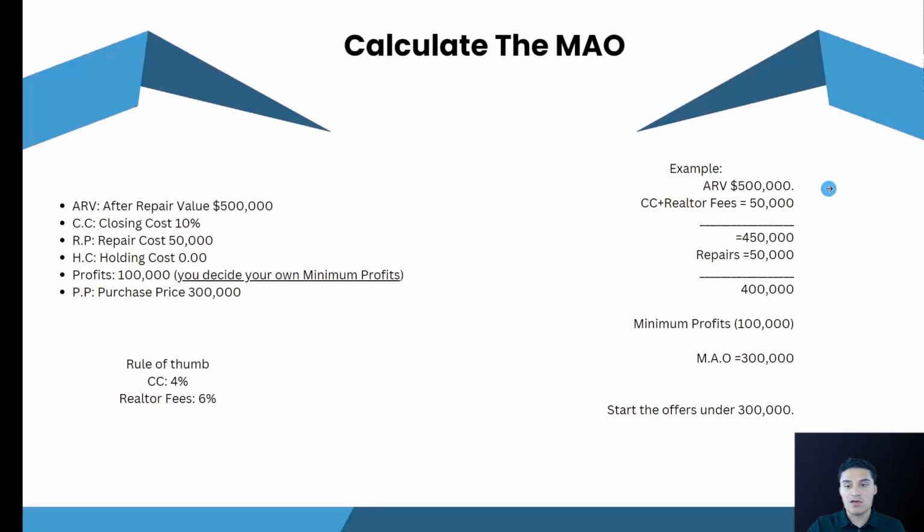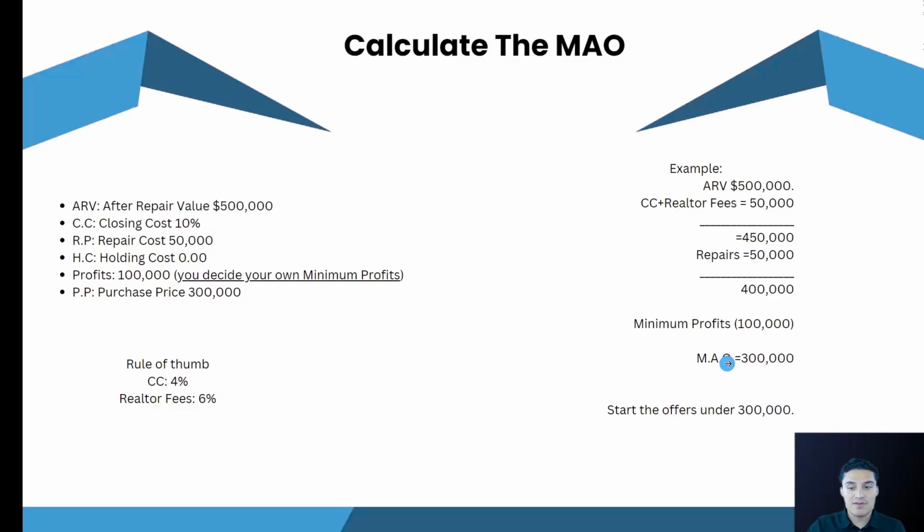So $500,000 is going to be the sales price, the after repair value. And then closing and realtor fees, which are 10%. So you're going to take out 10%, or multiply times 90, whichever you want to do, which is going to equal $50,000. So now you're going to receive $450,000 back. And repairs were $50,000, so now there's $400,000 left. You wanted to make $100,000 minimum. That means the maximum offer you can make on this property, to cover all the closing costs, the repairs, and the profit, is going to be $300,000.